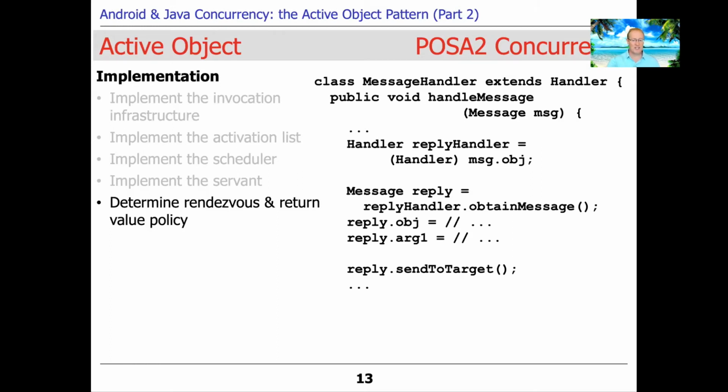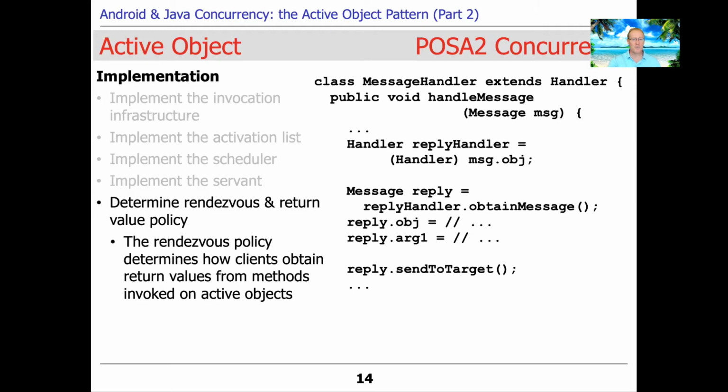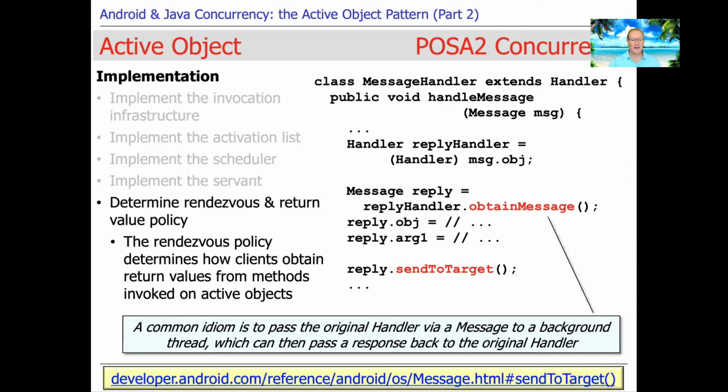So you can do basically two-way asynchronous calls, which is pretty cool. The rendezvous policy we're talking about here is used to allow clients to obtain return values from methods that are invoked on the active objects in the Hammer framework. So you can see we get a message, we set the return results, and then we say reply, send to target, and that passes it back to the caller.